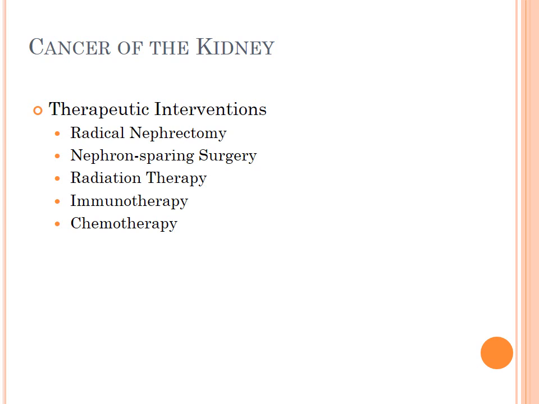So therapeutic interventions include the removal of the entire kidney, which is a radical nephrectomy, including other lymph nodes in that area and the adrenal gland. You could also have nephron sparing surgery, which attempts to keep the function of the kidney by just removing the mass. And as with other cancers, can include radiation and chemo as well as immunotherapy.